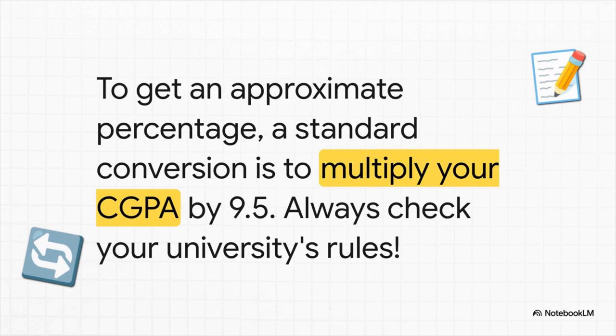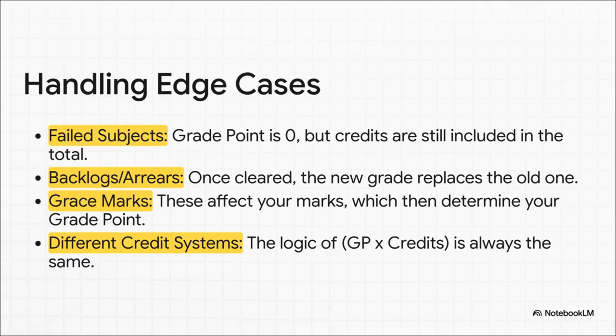But, and this is a big warning, some universities have their own special number. Maybe it's 9, maybe it's 9.2. So for anything official, you have to check your university-specific rule. Now, for all those what-if moments. What if you fail a subject? Well, your grade point for that class is 0. But, and listen carefully, the credits for that class are still counted in your SGPA calculation for that semester. That's why a fail hits your GPA so hard. But the good news is, once you clear that backlog, the new passing grade completely replaces the old 0 in your overall CGPA. The system is built to reflect your final successful result.